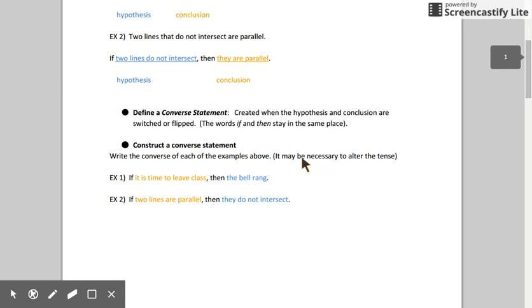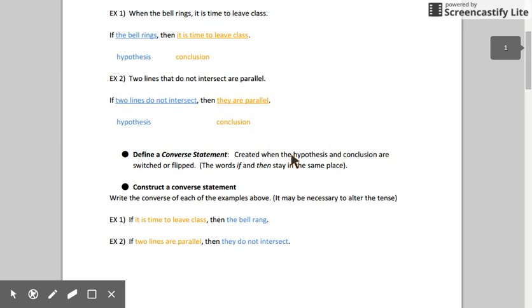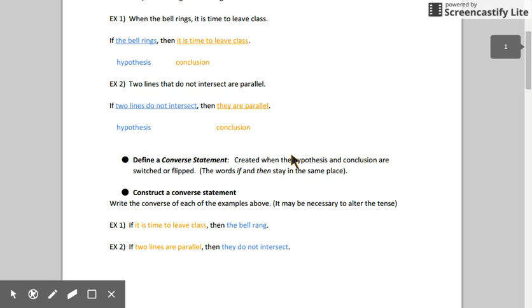If you can write if-then statements, you can also write a converse statement. And a converse statement is created when we just swap the hypothesis and conclusion sections, or flip them, trade places. Be careful though, because the words if and then are not going to swap places. They're going to stay exactly where they are. It's just that hypothesis wording and the conclusion wording that are switching places. So we'll use the same exact examples, and we'll come up with their converse statements.